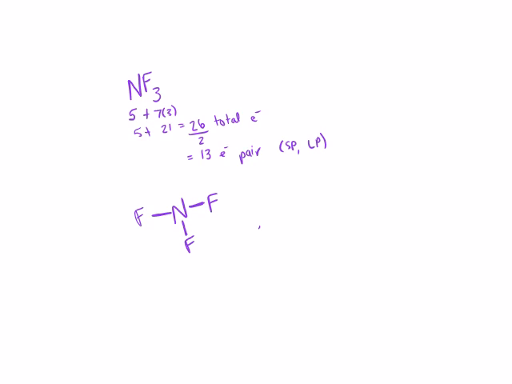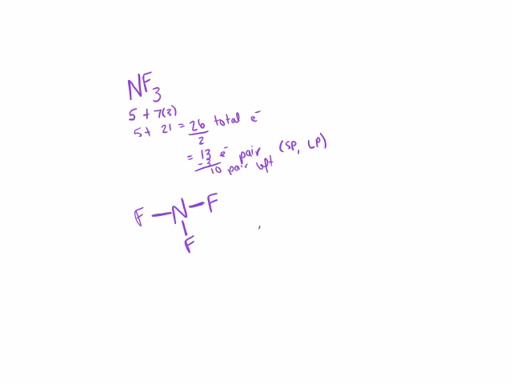Step number 6, subtract the number of pairs used from the total number of pairs you had available. I had 13, I've used 3, so I have 10 pairs left. Okay, so number 7, place lone pairs around the terminal atom to satisfy the octet rule. Leftover pairs are assigned to the center atom.